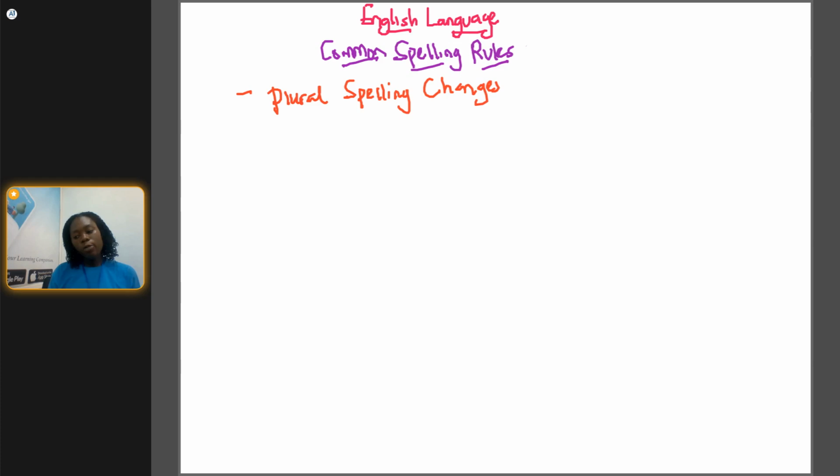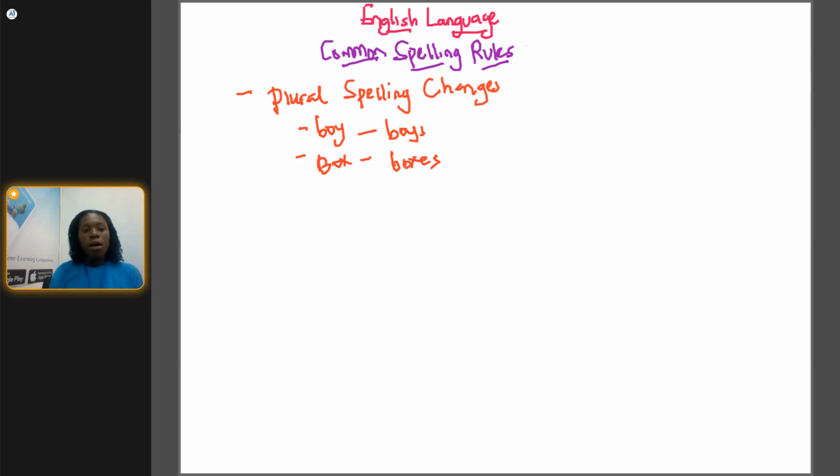For plural spelling changes, we already know that we have singular and plural. Once we see the singular of a word, we often already know the plural, because what we need to do is just add an S or add an ES. So we have words like boy, and you already know that the plural is boys. You have words like box, and you're familiar that the plural is boxes. So what we are doing under this rule is very similar to what we already know.